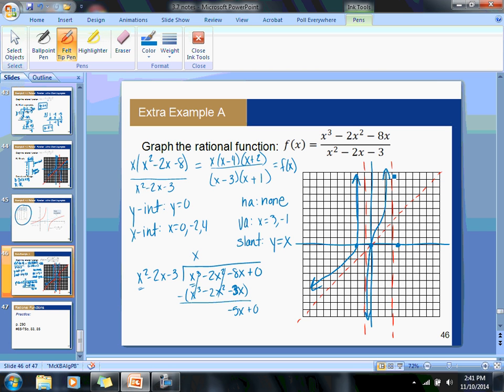And then the other region we have to test is going to be to the right of x equals 3. So you want to pick 4, 5, 6, etc. And already from our intercept, you can see that these values are all going to be below the slant asymptote. So this part of the graph is going to look something like this.